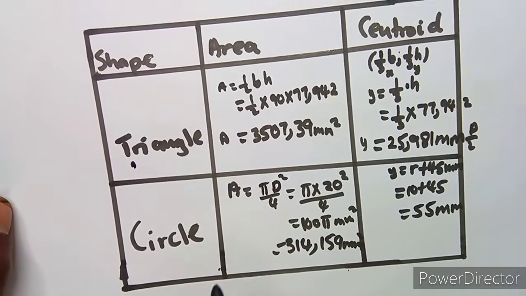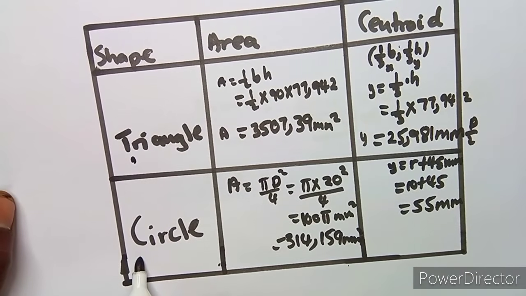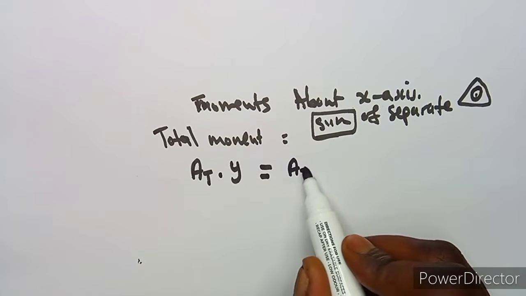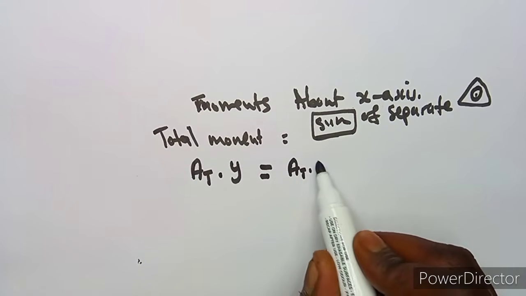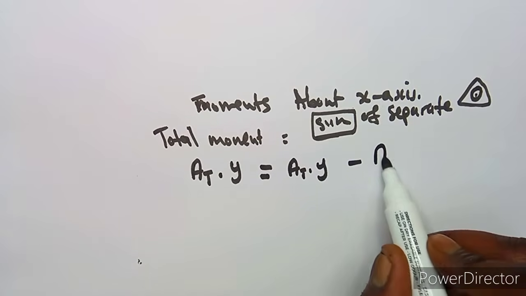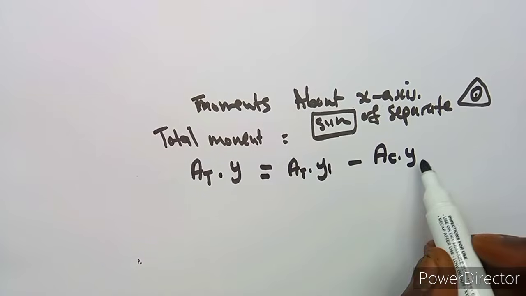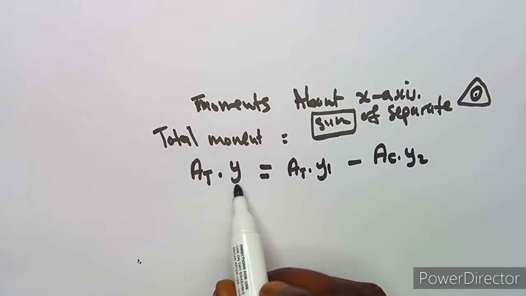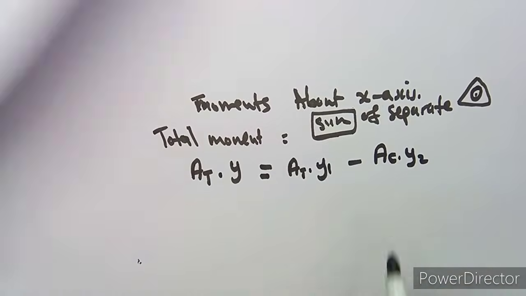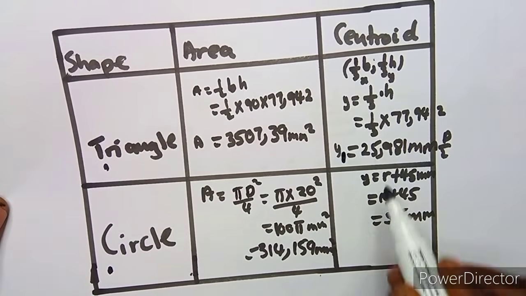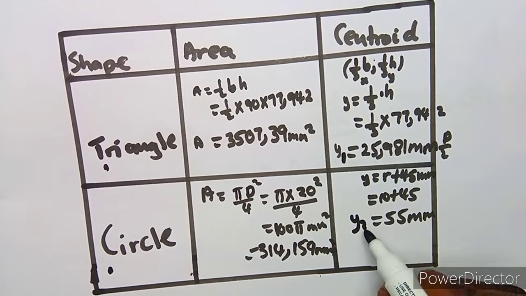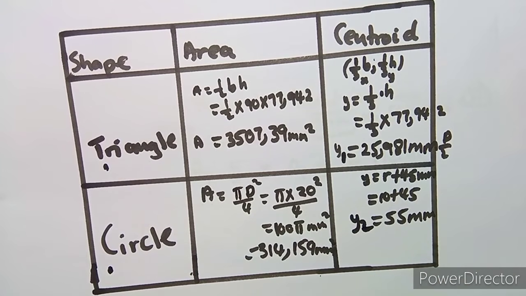We are going to have the area of a triangle and the area of a circle, but this one we are going to subtract. So it's going to be the area of a triangle times its distance y, minus the area of a circle times its distance y. Let's just say y1 for the triangle, which we determined, and y2 for the circle. So that's it: area times the distance, just like that.